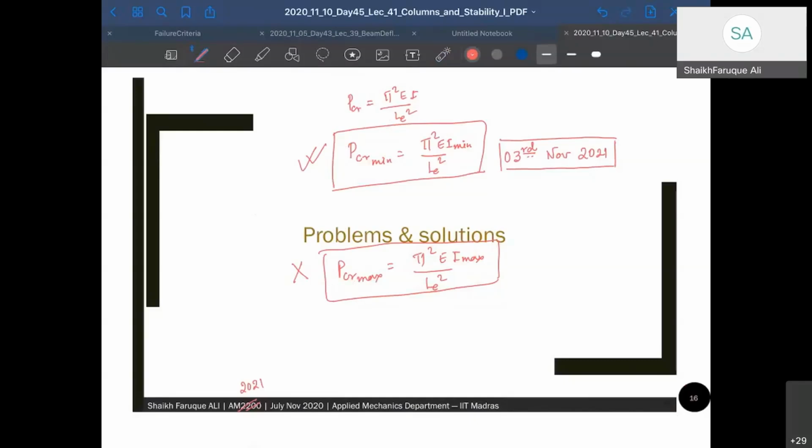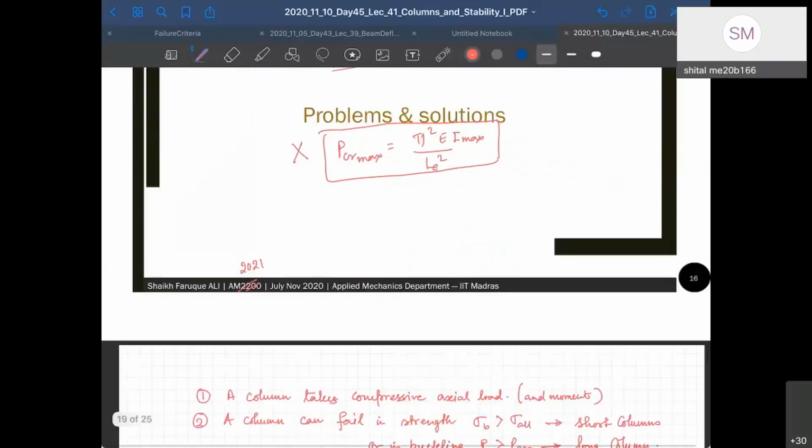So every section can have a different I, as you said. Yes, it may not have minimum area, but it can have minimum I. The columns that we are talking about will mostly be hollow, and if it is hollow, some portion will be solid, some portion will be hollow. You have to always calculate I. So it is based on I, not based on area. Yes, sir, got it. Thank you, sir.